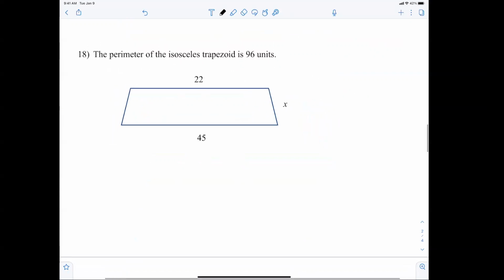Are we on 18? Why are we using 1/2? Oh, wait. It's asking for perimeter. So what am I doing? It would just be 22 plus 45 plus x equals 96. Another side, there's another side. So what is it? X plus x equals 96. Yes. Everybody write that down.